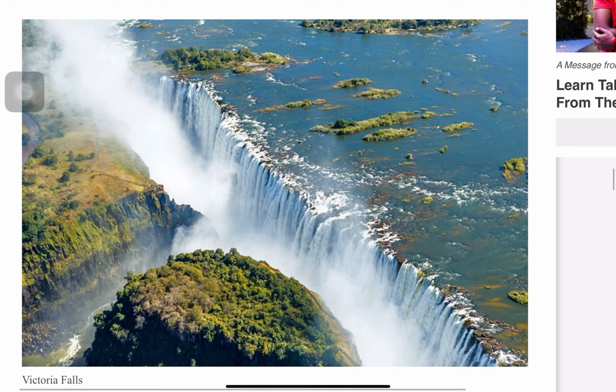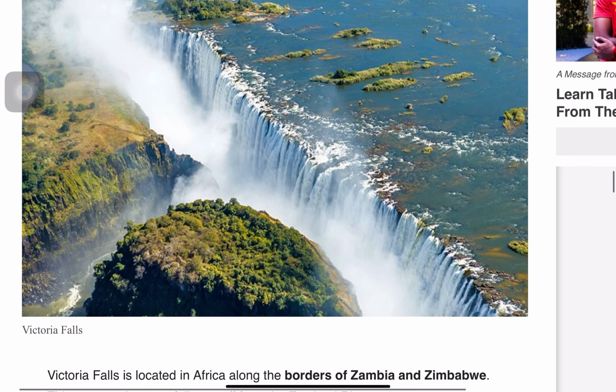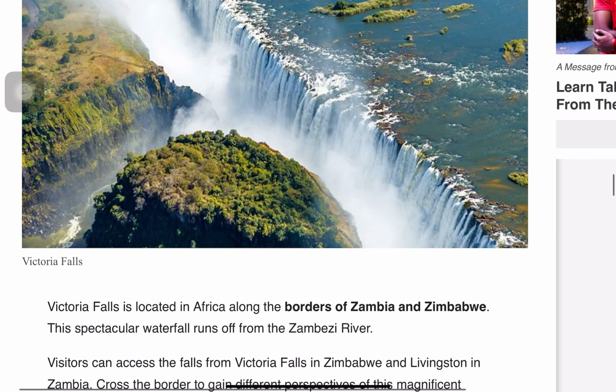Now look at the falls. Look at the air terjun, very big. Where is it? It is located in Africa along the borders of Zambia and Zimbabwe. This spectacular waterfall runs off from the Zambezi River.